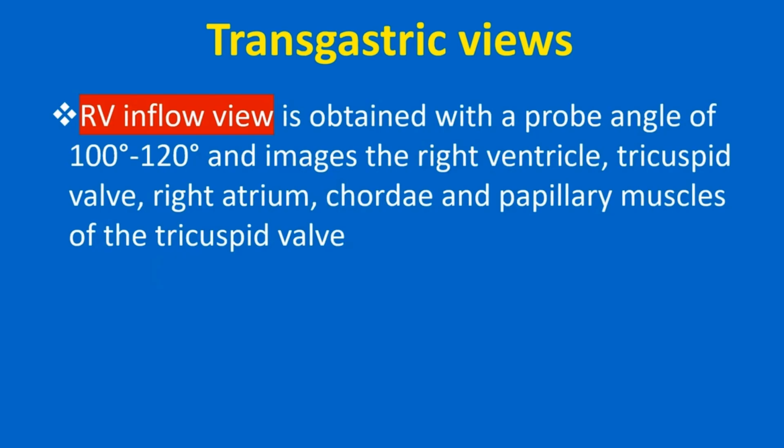RV inflow view is obtained with a probe angle of 100 to 120 degrees and images the right ventricle, tricuspid valve, right atrium, chordae and papillary muscles of the tricuspid valve.